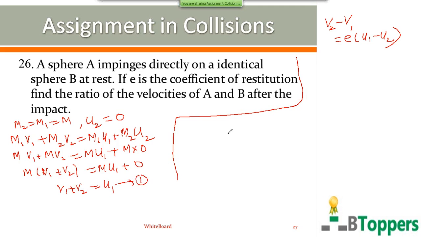So we require one more equation in terms of v1 and v2, one more linear equation. You can write u2 equal to 0 here on the right side. So you can write v2 minus v1 equal to e into u1. You have to solve the two simultaneous linear equations, 1 and 2, for v1 and v2. If you want to copy the solution of the problem, you can take a pause and copy the solutions of the problem.